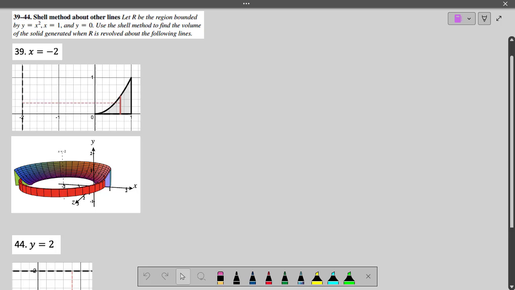All right, so we finished up on Tuesday doing some shell method stuff. Our three basic methods are disk, washer, and shell. The first method we had we called general slicing. So we really have four methods of finding these volumes.